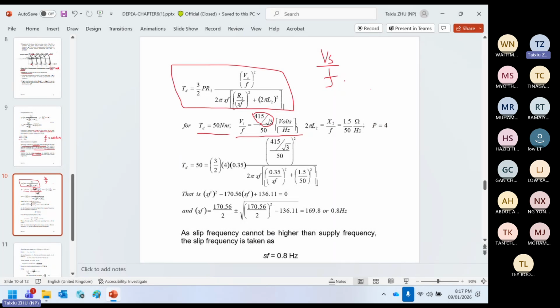Actually, the whole thing here, and how much? I can press my calculator: 415 divided by square root of 3 to get the phase voltage, then divided by 50. Let me see how much I get. I got it. So this whole thing gives you 4.79. You see, that's the ratio.